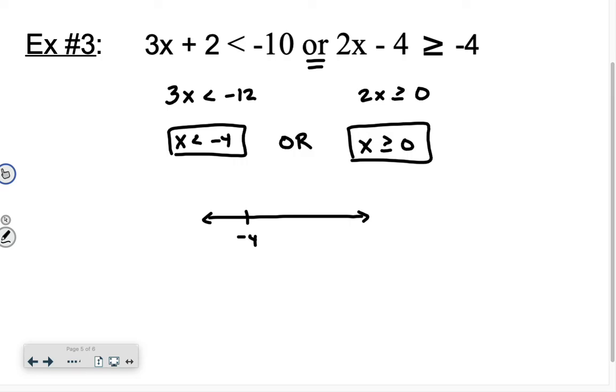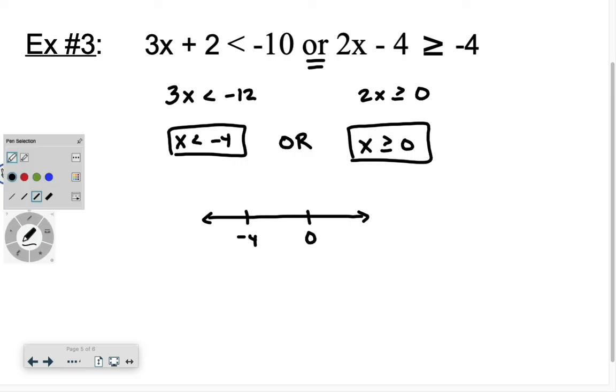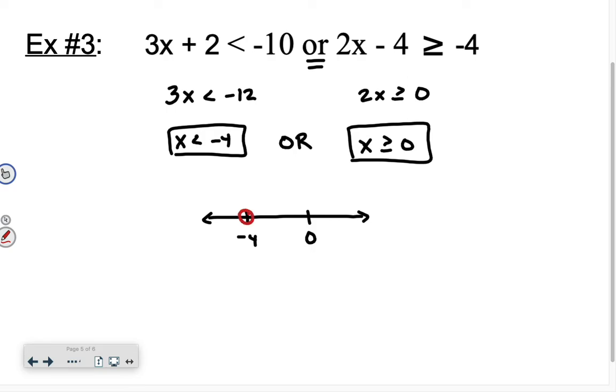Okay, so if we put our number line down, we've got negative 4, we've got 0, not including negative 4, open circle, and all the numbers that are less than negative 4 are to the left. So there's that part of it. Okay, going to negative infinity. And then on the other side, including 0 and everything positive from there, going to positive infinity. Okay. And type of compound inequalities are always in the middle. Or is always on the two ends. Okay.